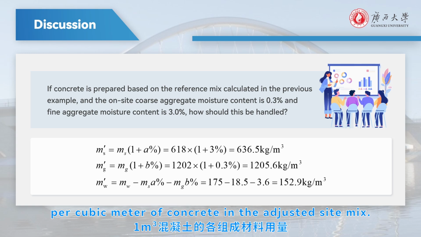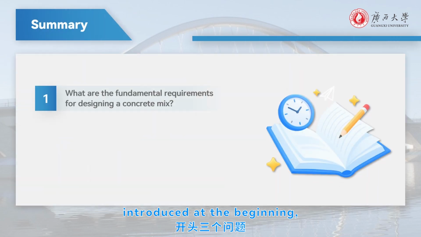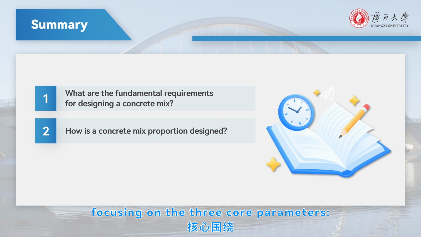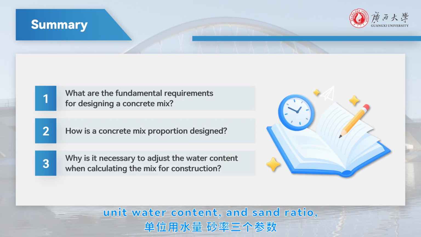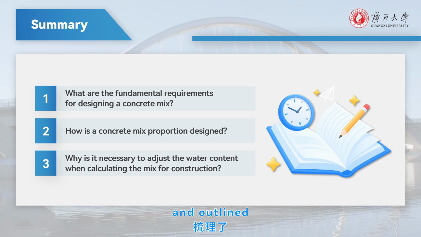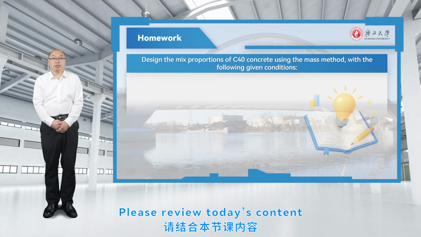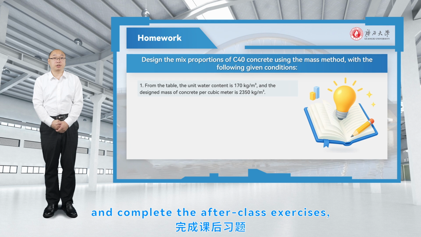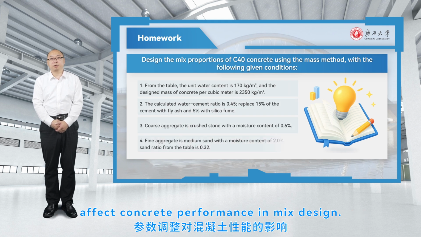In today's lesson, we have answered the 3 questions introduced at the beginning, focusing on the 3 core parameters: water-cement ratio, unit water content, and sand ratio, and outlined the full process of concrete mix design. Please review today's content and complete the after-class exercises, reflecting on how adjustments to these parameters affect concrete performance in mix design.